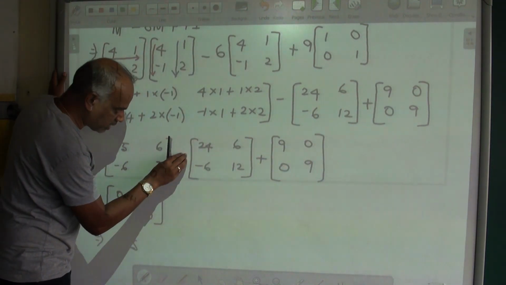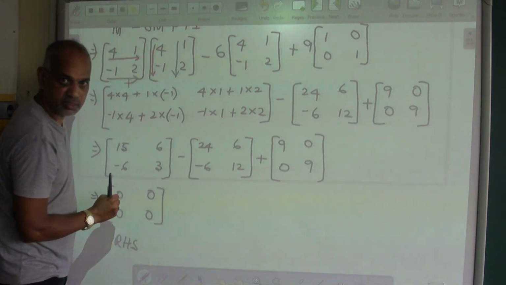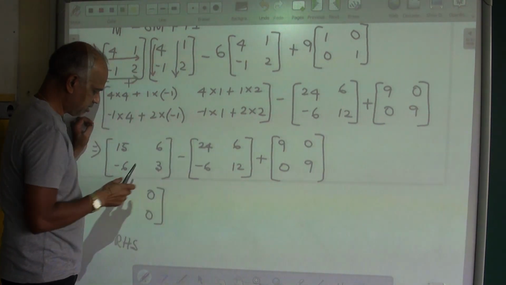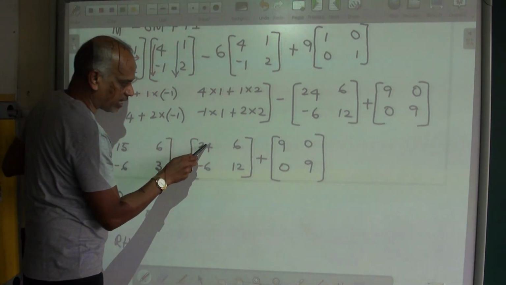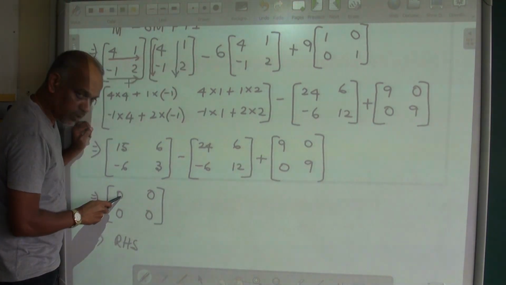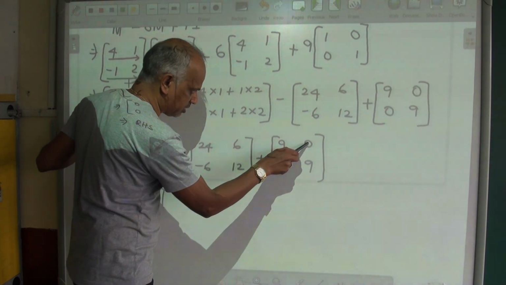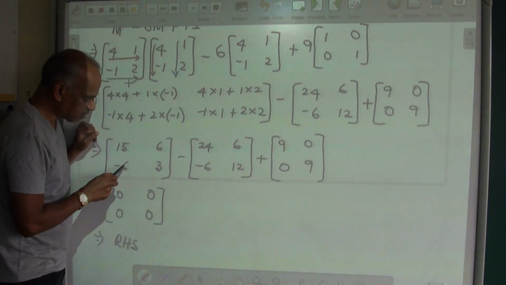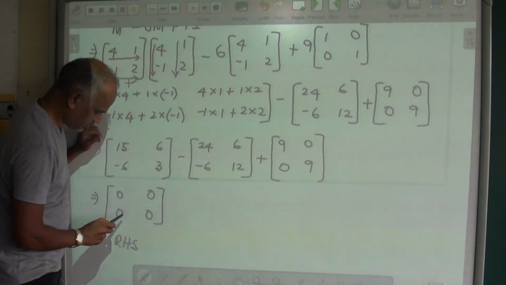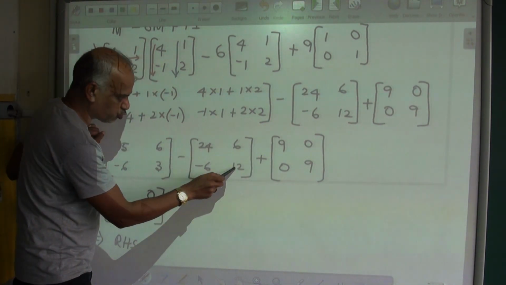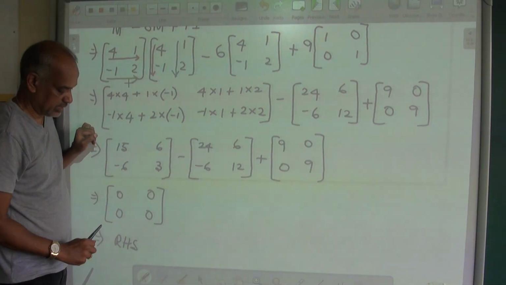Now this matrix minus this matrix plus this matrix. This is subtraction and addition, so use each element separately. So 15 minus 24 is minus 9. Minus 9 plus 9 is 0. Then 6 minus 6 is 0, plus 0 is 0. Minus 6 plus 6 is 0, plus 0 is 0, and 3 minus 12 is minus 9, plus 9 is also 0.